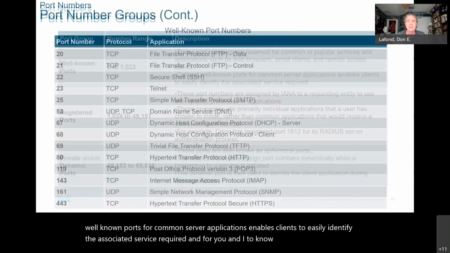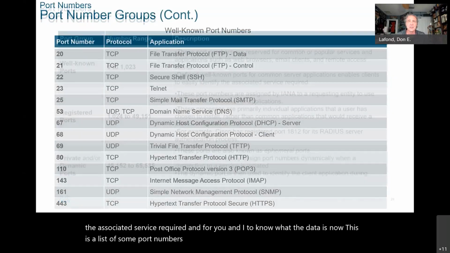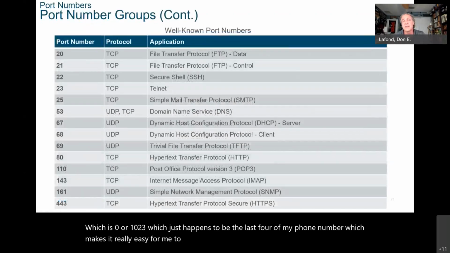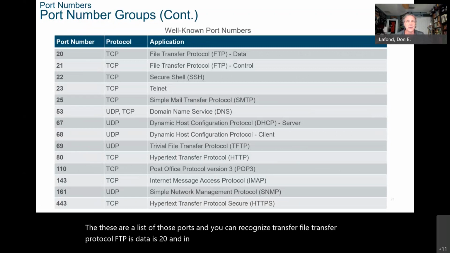Now, this is a list of some port numbers in the well-known range, which is 0 to 1023, which just happens to be the last four of my phone number, which makes it really easy for me to remember. These are a list of those ports, and you can recognize that file transfer protocol, FTP, data is 20 and control is 21, secure shell is 22, telnet is 23, on and on and on. It goes down the list. These are all the port numbers.